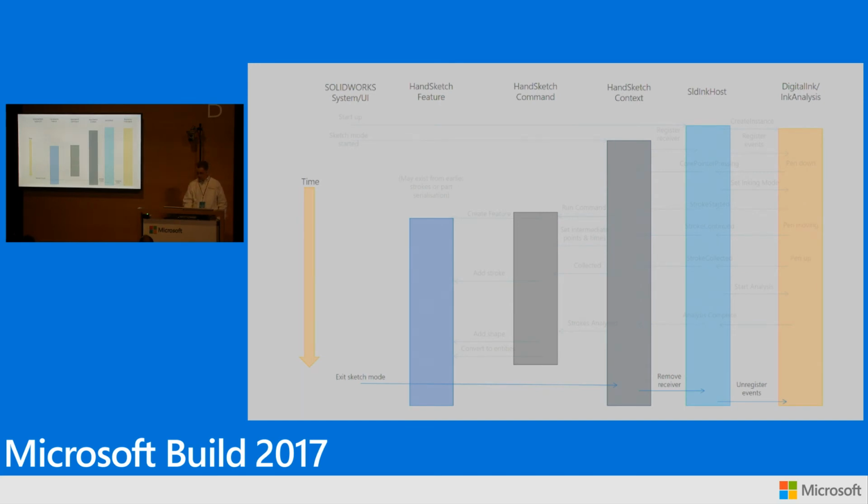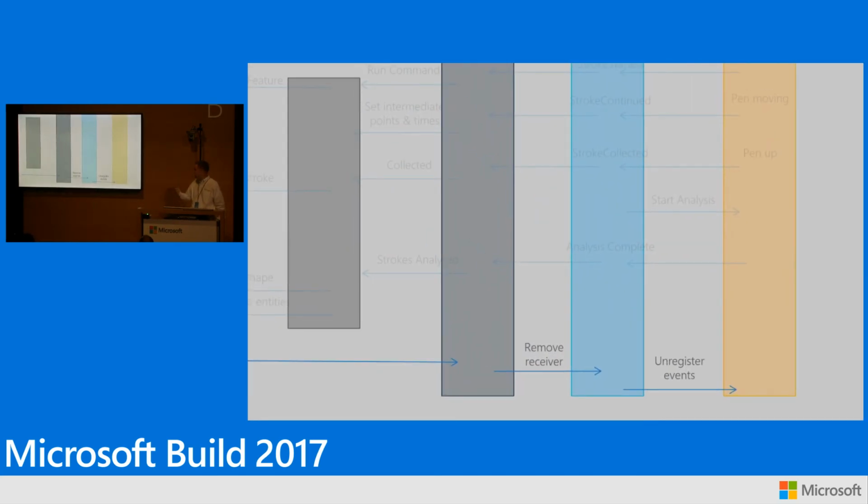And then lastly, once you exit the sketch, we unregister everything, turn it all off. Like I said, the ink system's off, and you go back to using the software just the way that you were before.